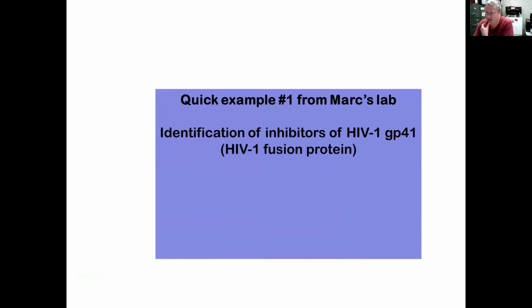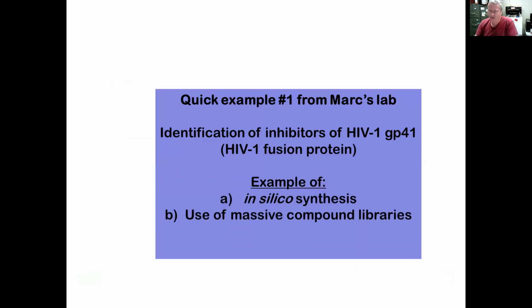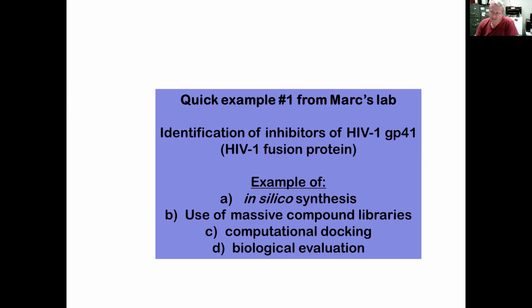So it's the identification of inhibitors of HIV-1 GP41, which is a fusion protein. It's one of the proteins that HIV uses to fuse to a host cell. So it's an example of in silico synthesis, making massive compound libraries, computational docking. We did that in this project. We also did biological evaluation. We also did organic synthesis. So we did a little bit of synthesis, but it was easy synthesis.